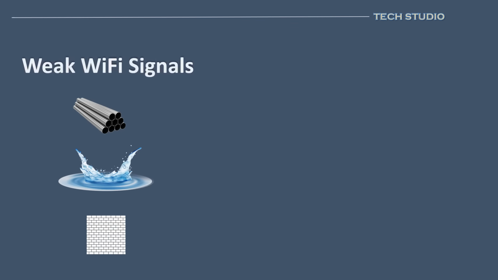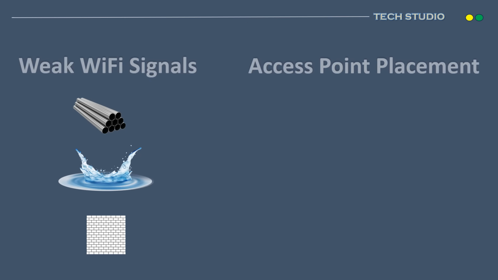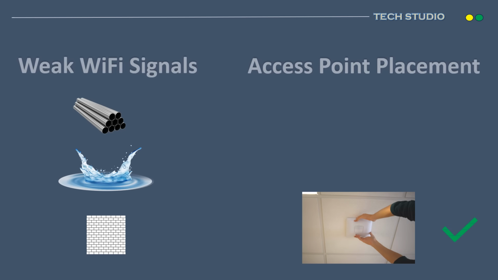Wi-Fi signals are essentially radio waves, and certain materials can easily absorb these signals, such as metal, water, and brick walls. For instance, having a brick wall or a metal door can cause a significant drop in your Wi-Fi signal strength. For optimal signal coverage, it's recommended to install the access point on the ceiling with the antenna facing downward. This placement strategy enhances signal coverage.